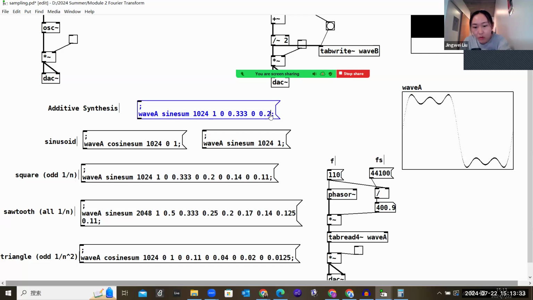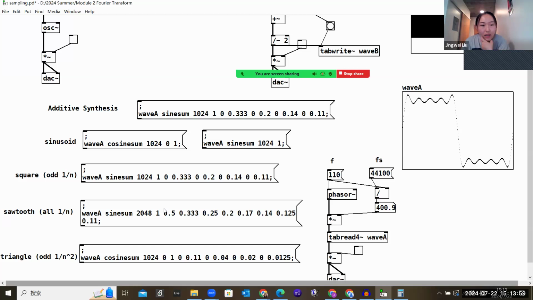Let me add one more. Okay, so it's more and more like the square wave. It's approximating the square wave step by step. So the more harmonics I add, the better the shape is.